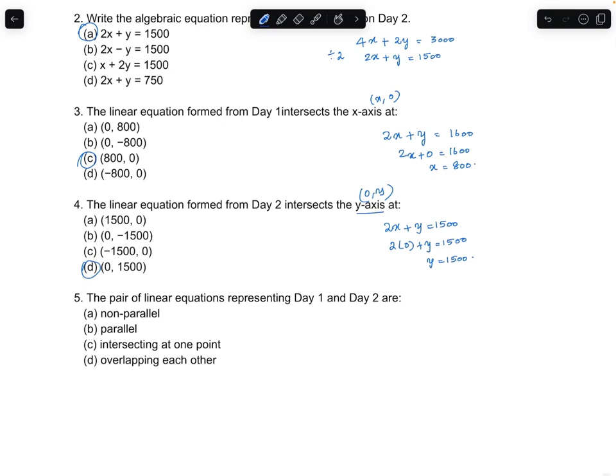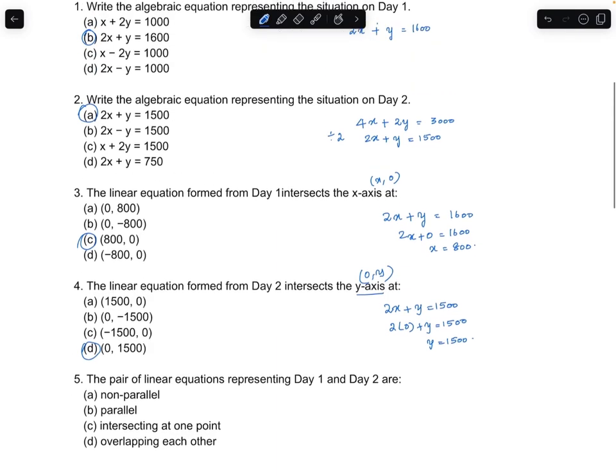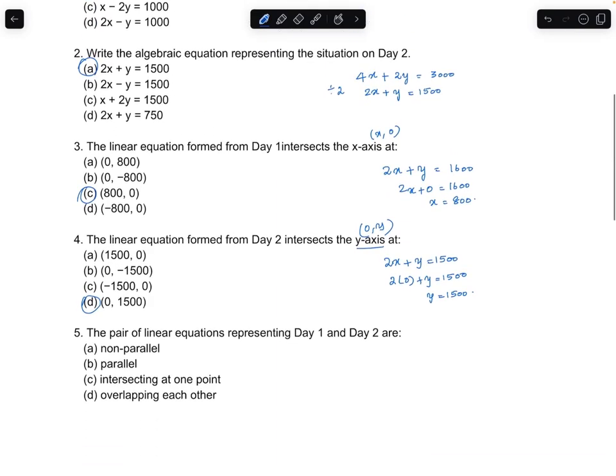Question 5. The pair of linear equations representing day 1 and day 2 are non-parallel, parallel, intersecting at one point, overlapping each other. For that, we have to analyze both the equations. For day 1, the equation is 2x plus y is equal to 1600. And for day 2, the equation is 2x plus y is equal to 1500. Rewriting this in the general form, 2x plus y minus 1600 is equal to 0. 2x plus y minus 1500 is equal to 0.